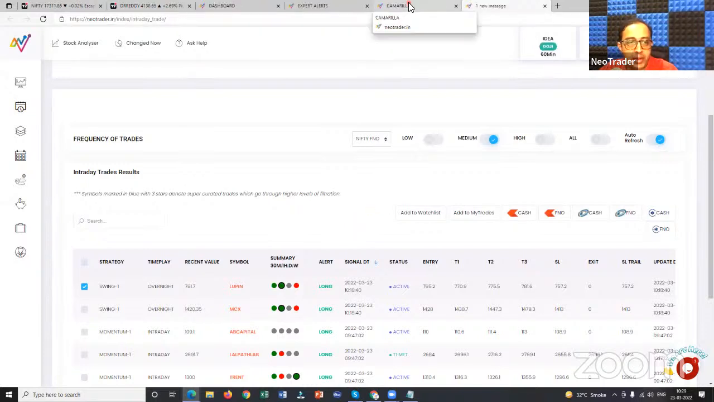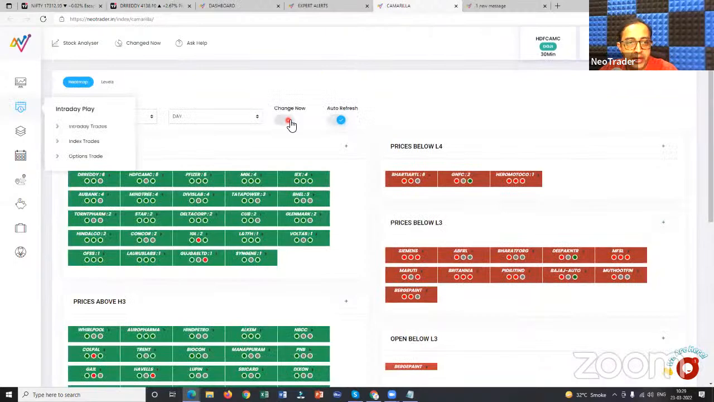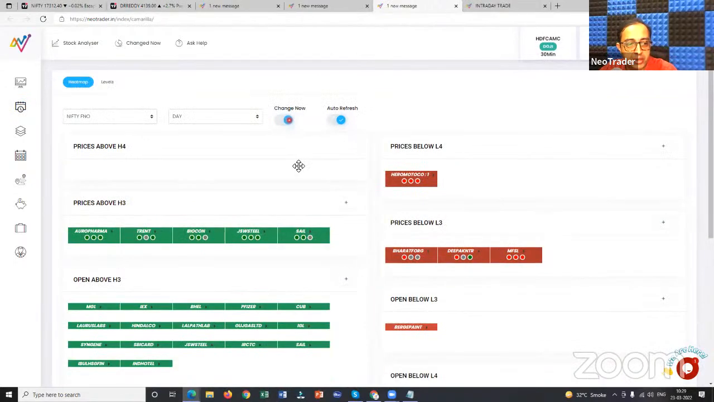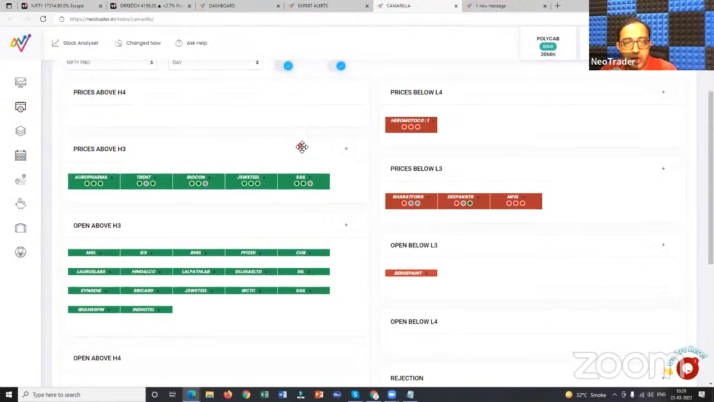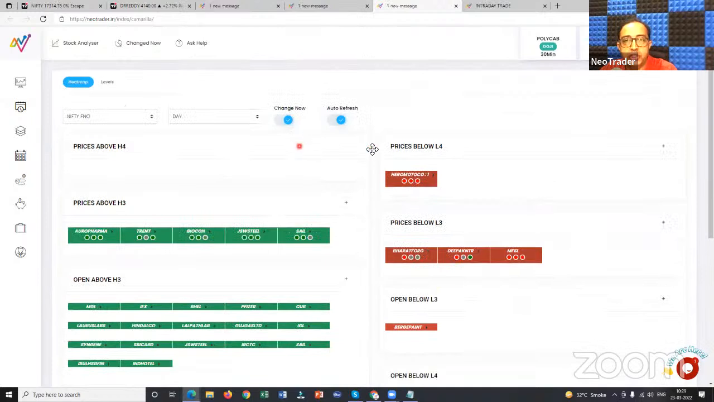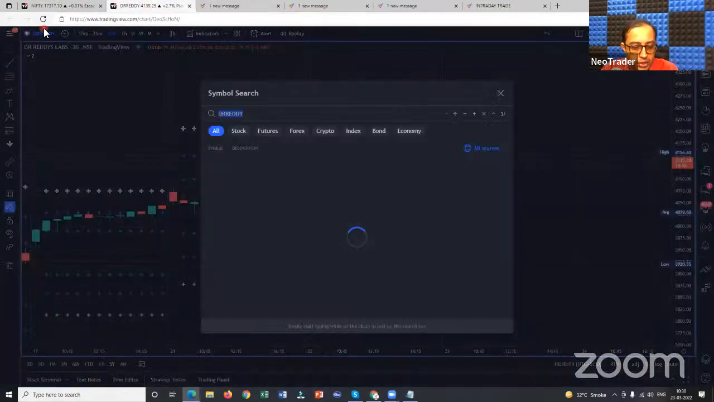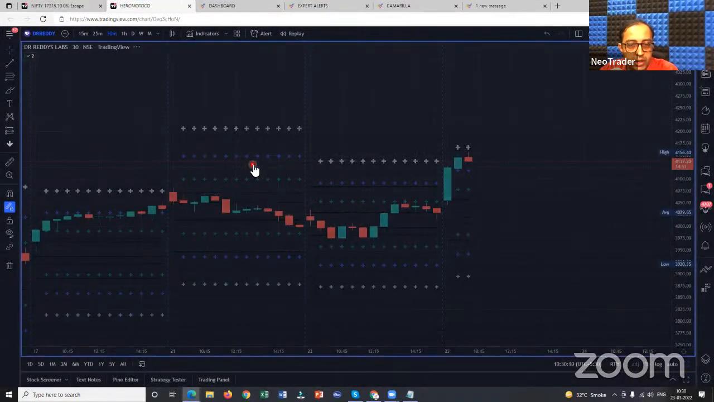So once again, going back to Camarilla, and let's try and see what are some trades which are coming up. You can see that the market has given us some corrections since the open. And at the moment, we are witnessing some sell-off here. You can see that fresh shorting is emerging. Hero MotoCorp was on the downside yesterday too. And we are seeing that Hero Moto is now witnessing a correction. Let's go and check out Hero Moto.